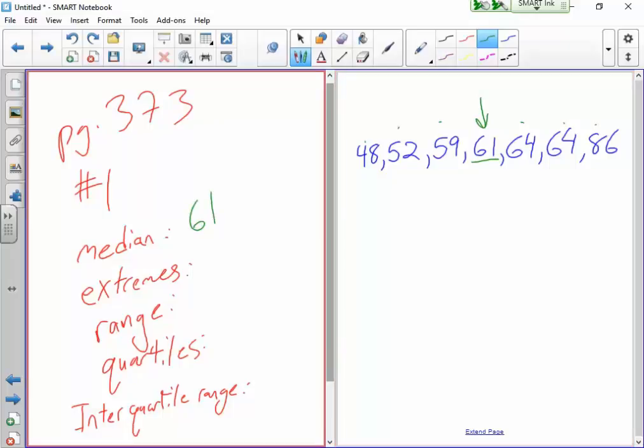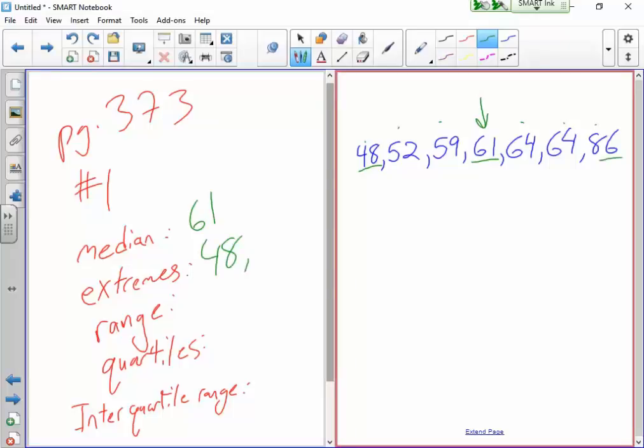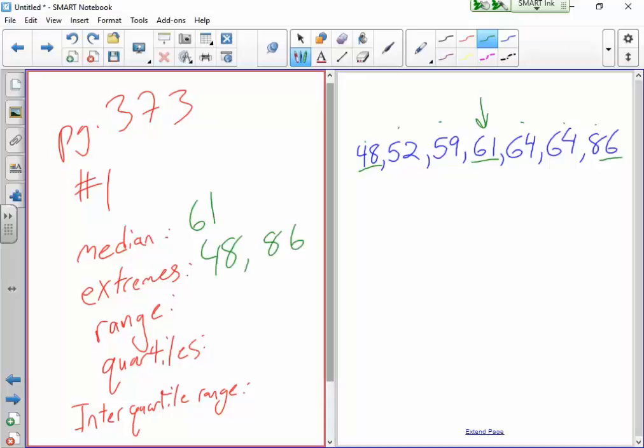Extremes. How can I find my low extreme? Well, you look at the first number. The lowest number in this case is 48. And then my upper extreme is 86, because I wrote them in order. Everybody okay with that?